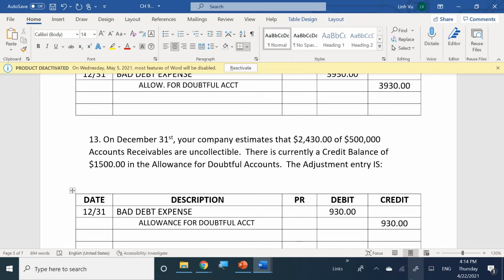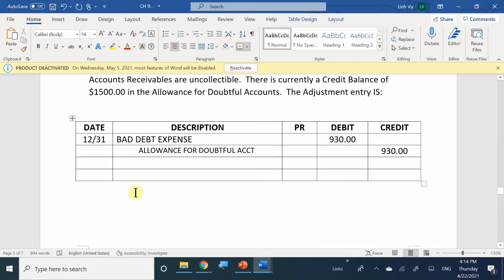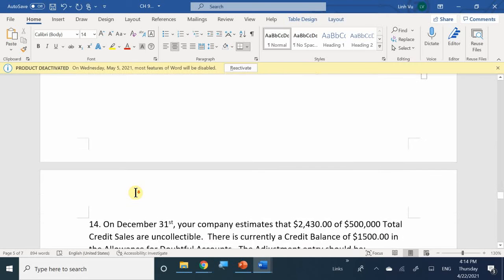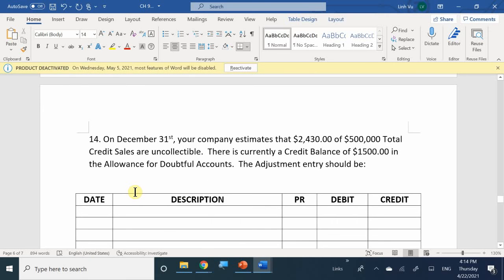Good. I fat fingered my calculator. I prefer Excel. You can fat finger on Excel as well, too, so.